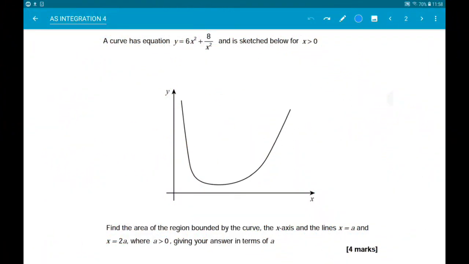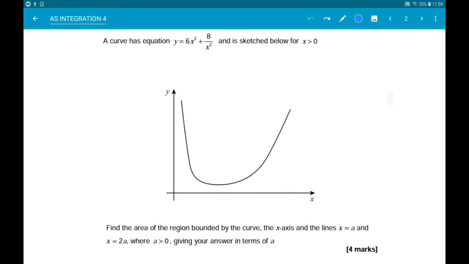Okay then, first up, a curve has equation y equals 6x squared plus 8 over x squared, and is sketched below for x greater than 0. Find the area of the region bounded between the curve, the x-axis, and the lines x equals a and x equals 2a, where a is greater than 0, giving your answer in terms of a. Okay, so that area is the integral of the curve between the two limits of a and 2a.